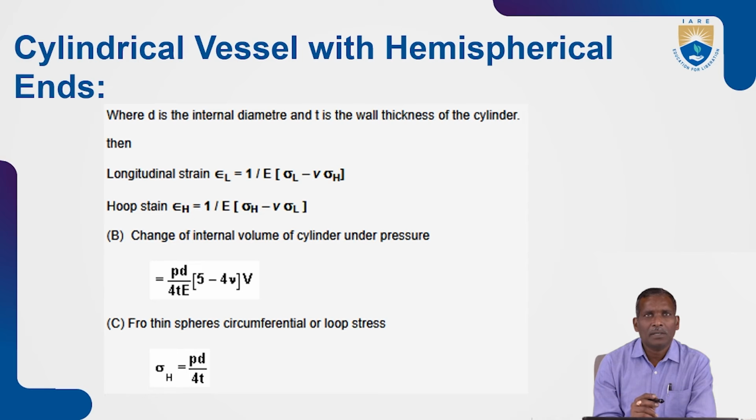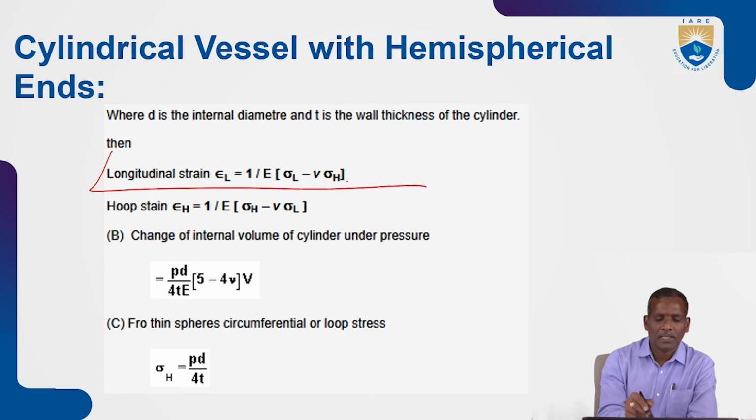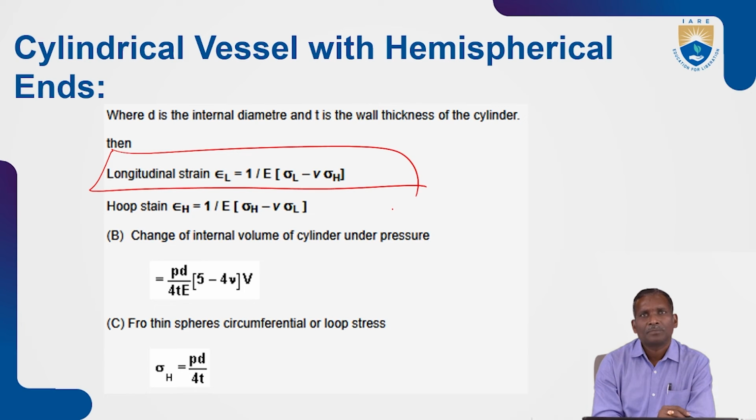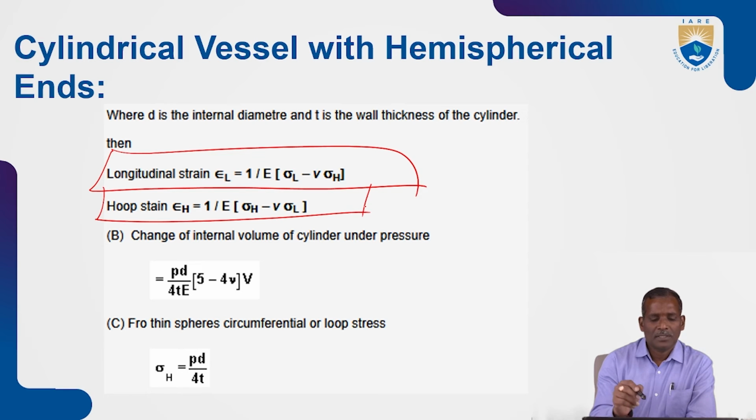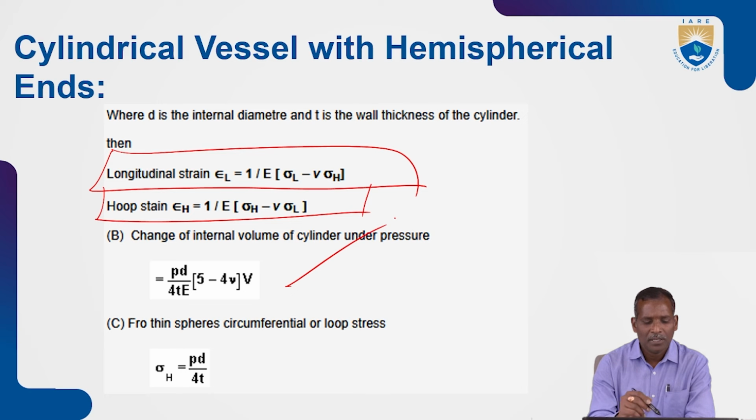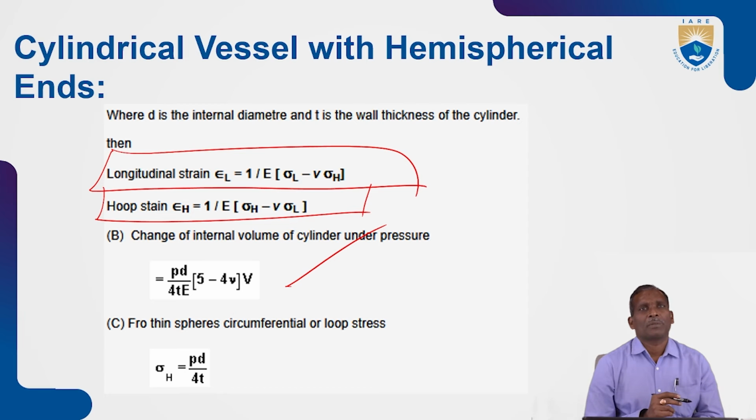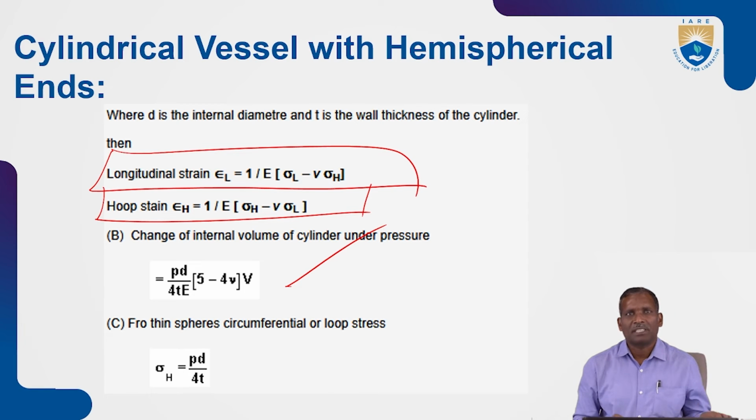Where D is the internal diameter and T is the wall thickness of the cylinder, the longitudinal strain you can calculate using this relation: 1 by E into (sigma L minus mu into sigma H). The hoop strain is 1 by E into (sigma H minus mu sigma L). The change of internal volume of the cylinder under pressure can be written as PD by 4TE into (5 minus 4 mu) times V, the volumetric strain, where V is volume.